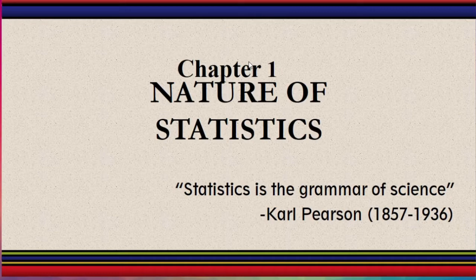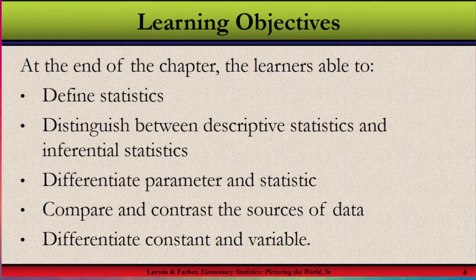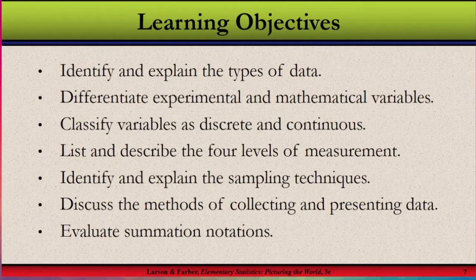So learning objectives of this lesson. Number 1 is define statistics. Number 2, distinguish between descriptive statistics and inferential statistics. Number 3, differentiate parameter and statistic. Then compare and contrast the sources of data. Then differentiate constant and variable. Identify and explain the types of data. Next is differentiate experimental and mathematical variables. Next is classify variables as discrete and continuous. Number 4, list and describe the 4 levels of measurement. Identify and explain the sampling techniques. Discuss the methods of collecting and presenting data. And the last is evaluate summation notations.